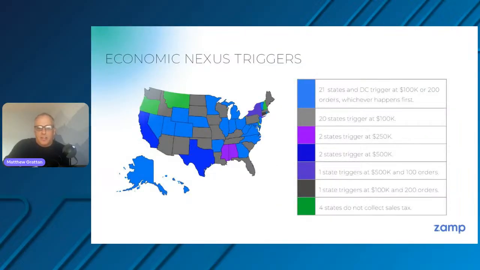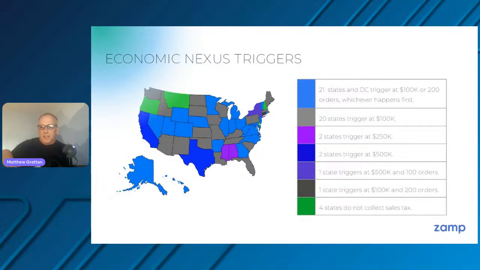And here are some of the triggers. Now, 21 states look at either revenue or orders, and this is across either a 12-month period, the previous calendar year, or the current calendar year. So they'll look at 100,000 dollars or 200 orders. We have a lot of merchants that will trigger that 200 order threshold first because their ACV is lower, so it's a common trigger. Some states just look at the 100,000, just at the revenue. Some are higher, like California and Texas at the 500,000 level, bigger states, right?